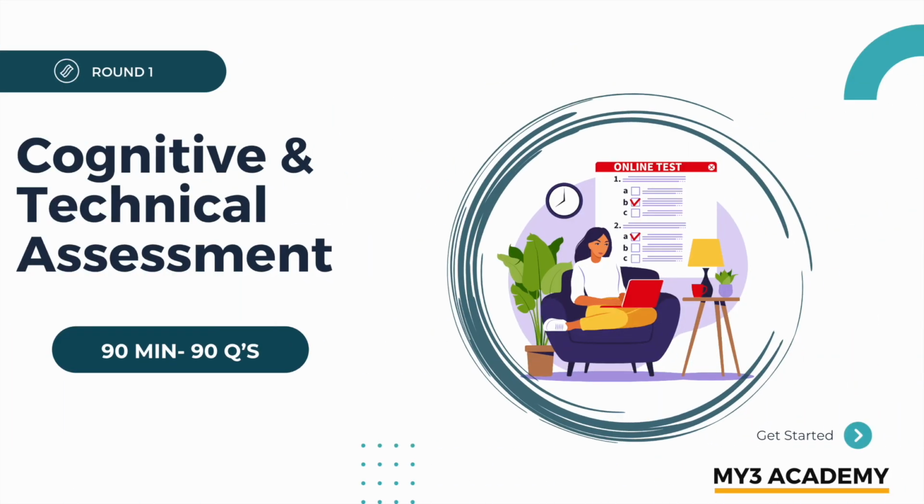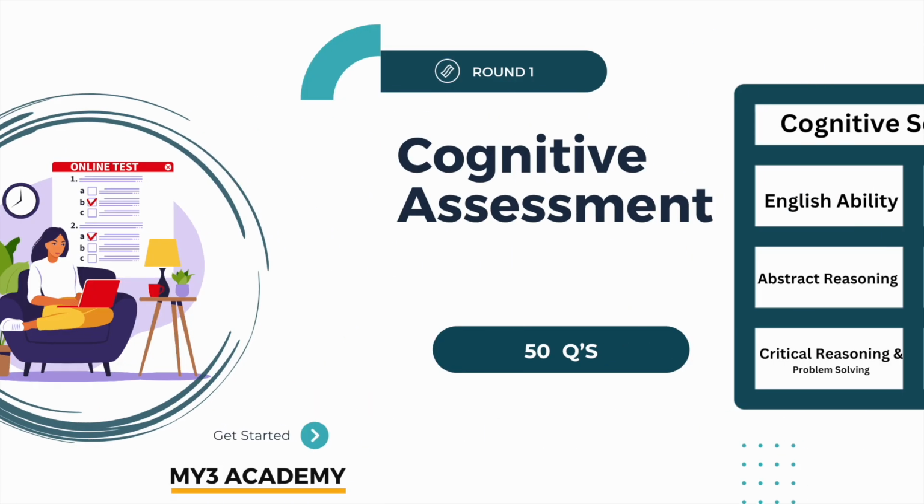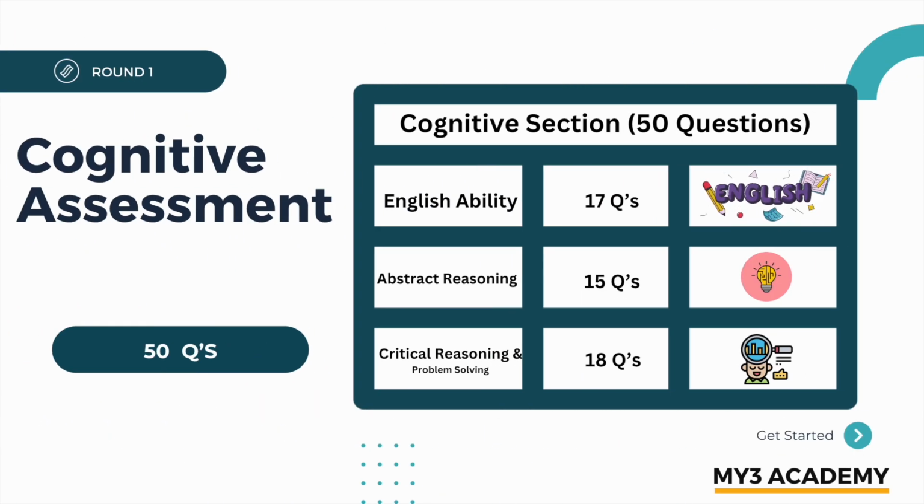As I told you, in round 1, you will be having a cognitive test and a technical test. Cognitive will be 50 questions and technical will be 40 questions. Overall, 90 questions in 90 minutes is round 1. If you look deeper, the cognitive assessment consists of 50 questions. Out of these 50 questions, 17 questions are covered from English, 15 questions are covered from abstract reasoning, and 18 questions are covered from critical reasoning and problem solving. So these are the 50 questions which you are going to see.